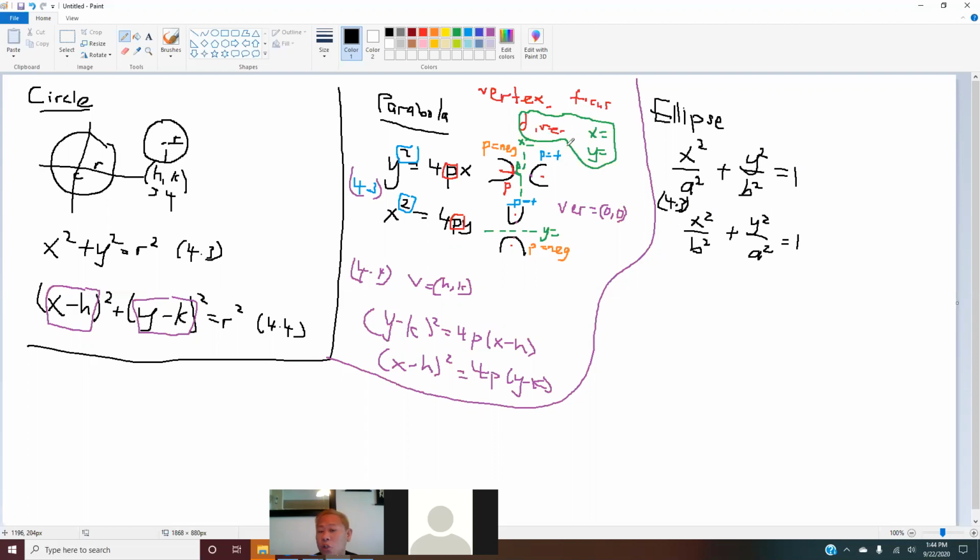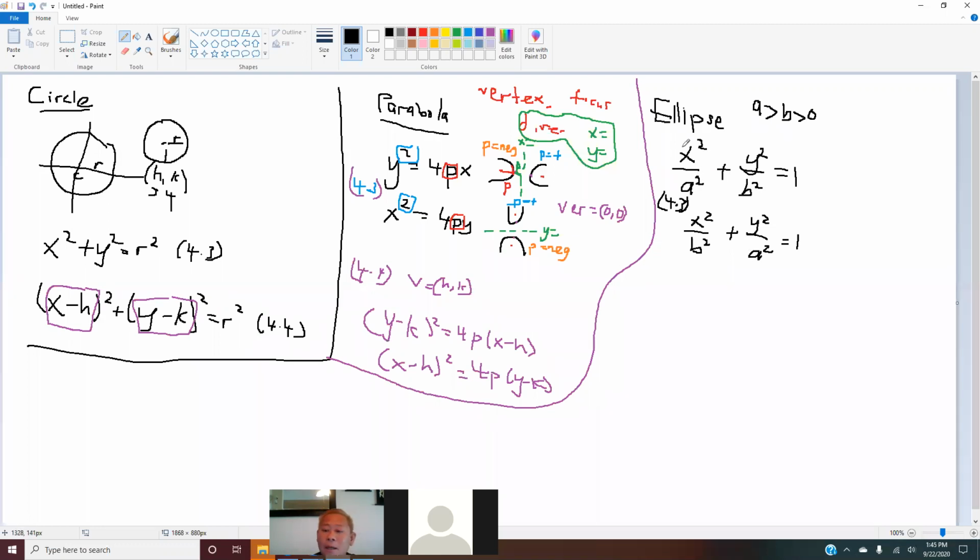How do we know which one is which? Look at your numbers. For ellipses, your a has to always be greater than b, which has to be greater than 0. It means that these two numbers have to be positive because of the squaring, and your a has to be greater than b. So how do you know what kind of ellipse we have? You're looking at which one is longer, so which one is your a.